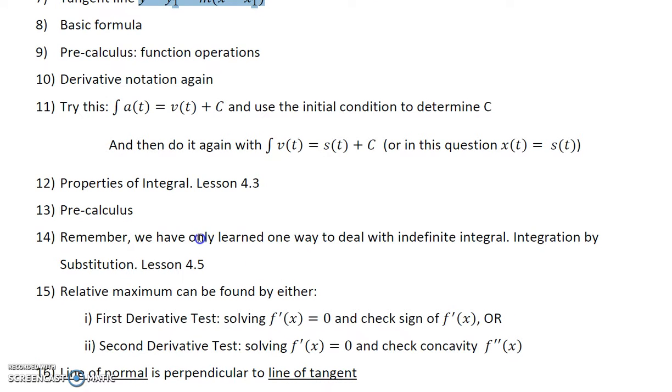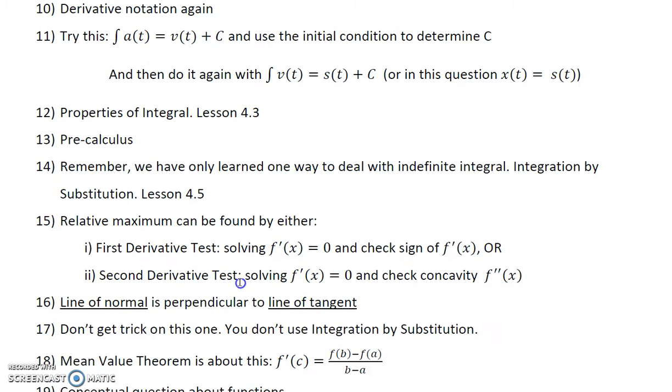Question 12 is about properties of integral. So lesson 4.3, okay, properties of integral. So check that out. Question 13 is pre-calculus. Question 14 is an indefinite integral question.